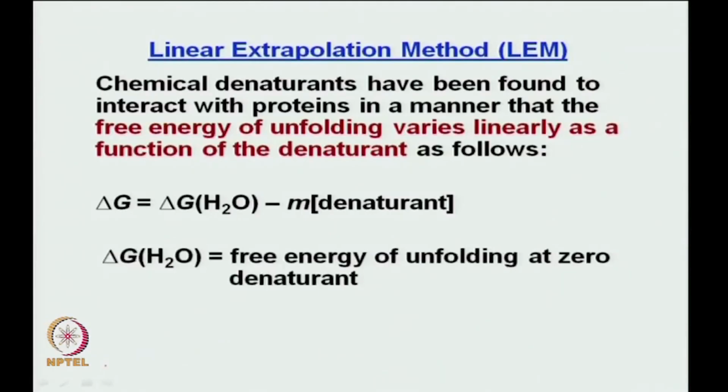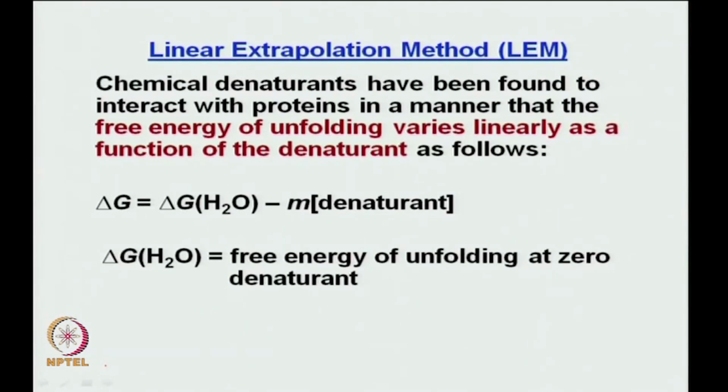So, as I said, the delta G H2O is the free energy of unfolding at 0 denaturant, but do you think it is easy to get under normal conditions? What do you think? Would it be hard to get? First of all, it would be based on what?